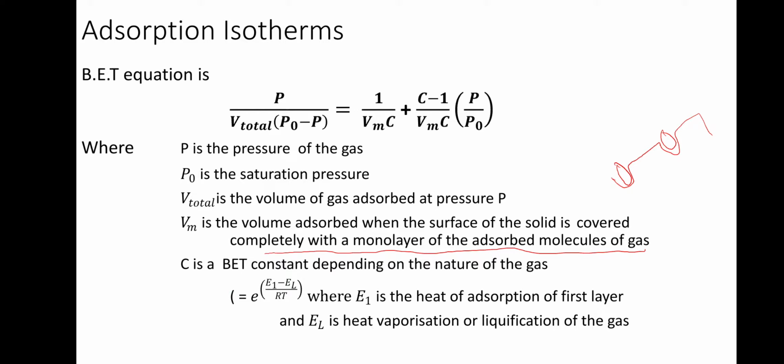C is the BET constant depending on the nature of the gas. It can be calculated from E1, the heat of adsorption of the first layer, and EL, the heat of vaporization or liquefaction of the gas. That is, e raised to (E1 minus EL) divided by RT will give you what is known as the BET constant. Okay, so this is the BET equation.